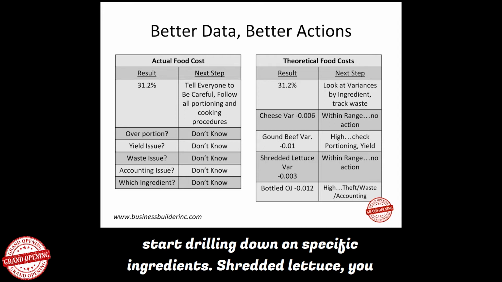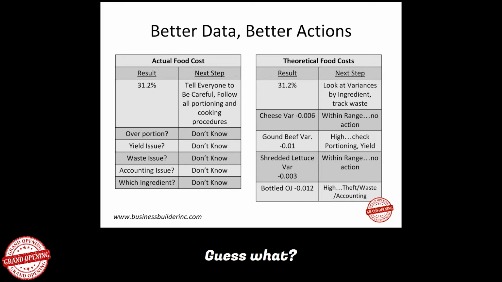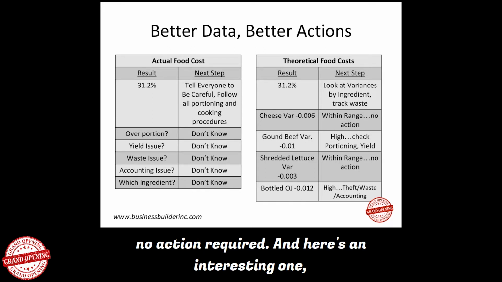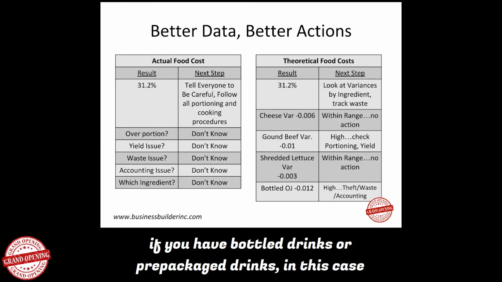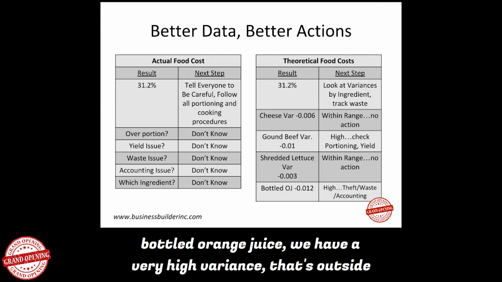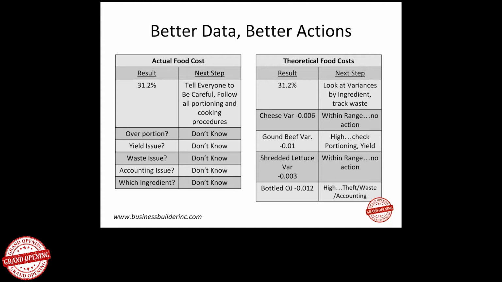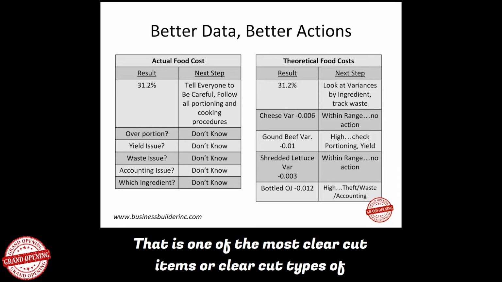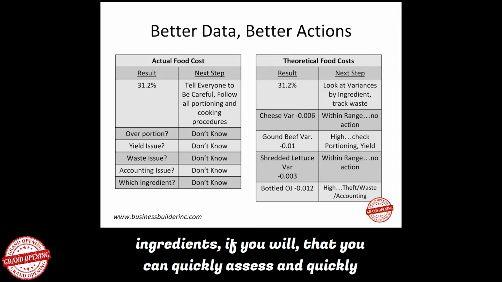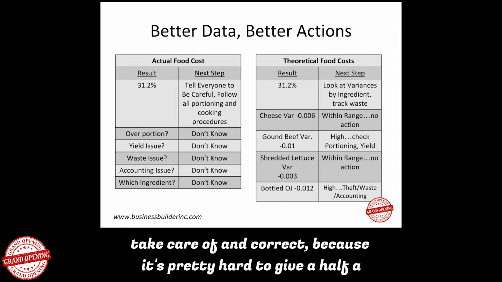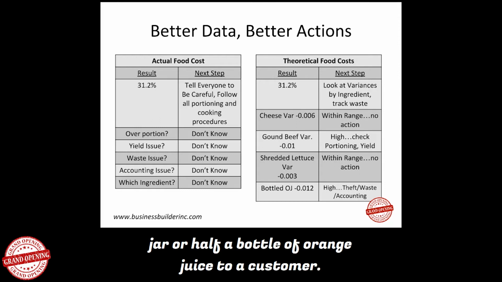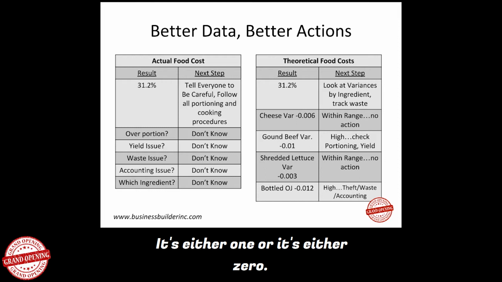Shredded lettuce, you have a variance of minus 0.003. Guess what? It's within the range. No action required. And here's an interesting one. If you have bottled drinks or prepackaged drinks, in this case, bottled orange juice, we have a very high variance that's outside our target. That is one of the most clear-cut types of ingredients, if you will, that you can quickly assess and quickly take care of and correct. Because it's pretty hard to give half a bottle of orange juice to a customer. It's either 1 or it's 0.